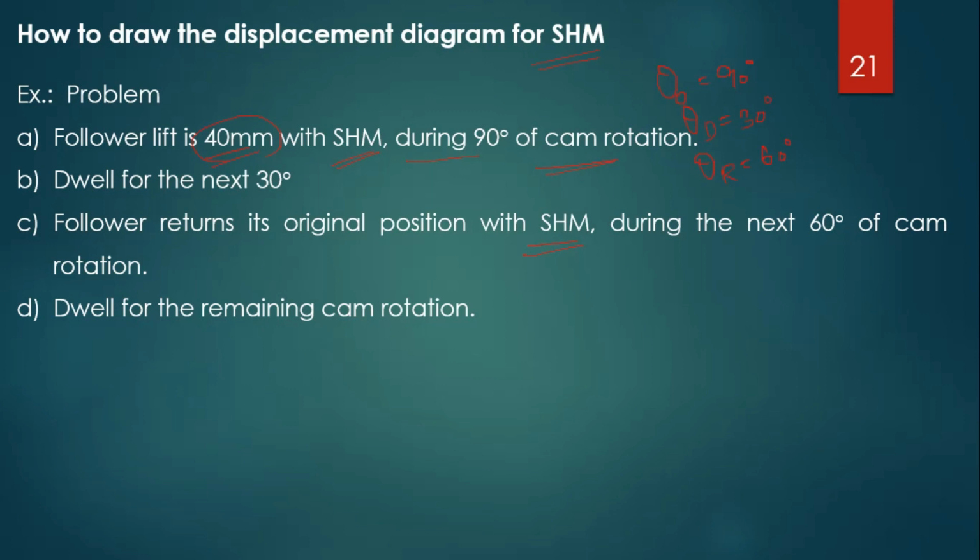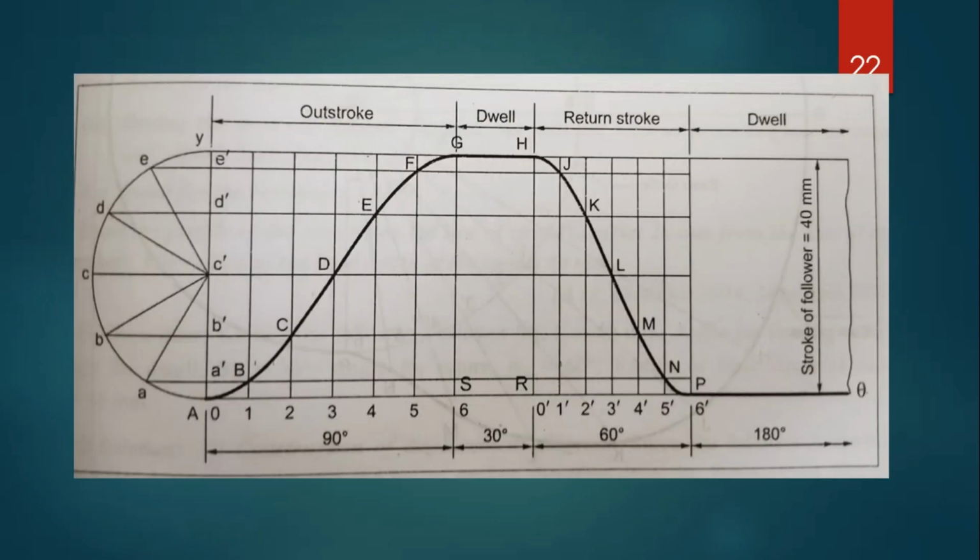And the remaining is dwell. So we have to follow the sequence. What they gave in the problem is first 90 degrees outstroke, next 30 dwell, next 60 degrees return stroke, and remaining dwell. We have to follow this sequence. See, first we have to take 90 degrees, and 30 degrees for dwell, and 60 degrees for return stroke, and 180 for the rest of the period, which is called dwell, right? The displacement is equal to 40 mm, as given in the problem.